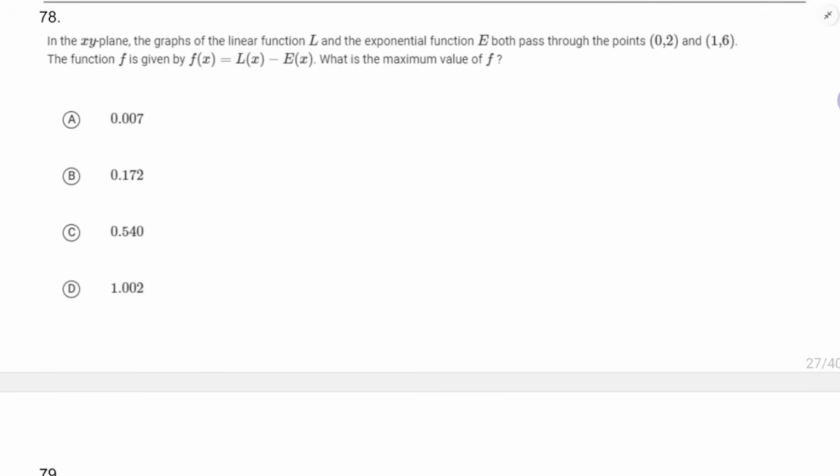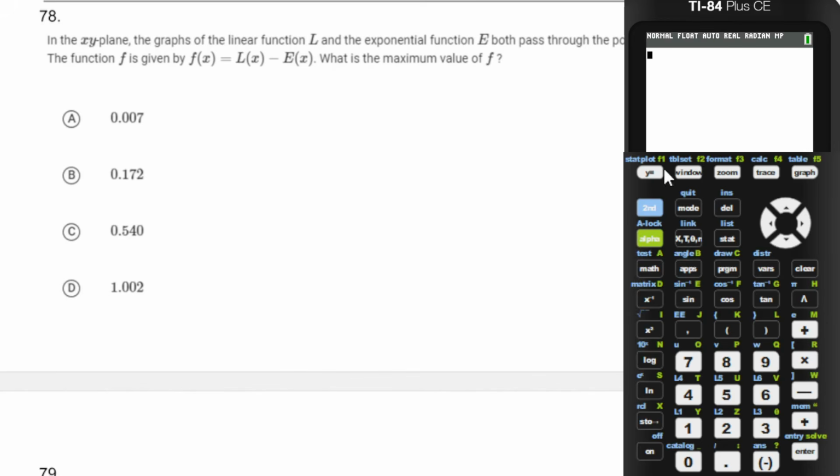All right, now 78. The graphs of the linear function L and the exponential function E both pass through 0, 2, and 1, 6. F is given by L of x minus E of x. What is the maximum value of F? Okay, well, linear function L and exponential function E. Okay, yeah, I'm going to have to use a calculator for this one.